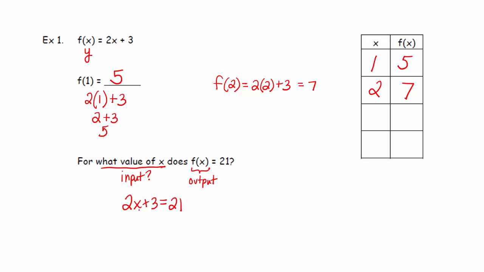So let's undo what's happening to the x. So I'm going to subtract 3 first. So I get 2x equals 18. Then I'm going to divide by 2 on both sides. So x equals 9. And remember, this was asking for what the input was. And since x was in the spot of the input, we now know that x is really a 9.